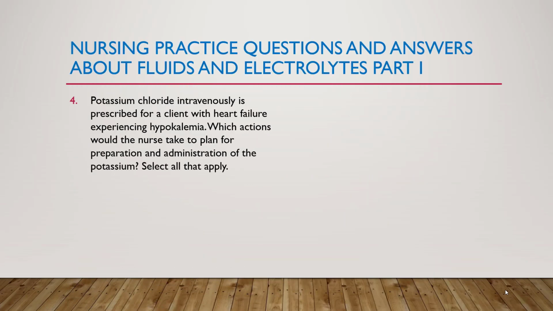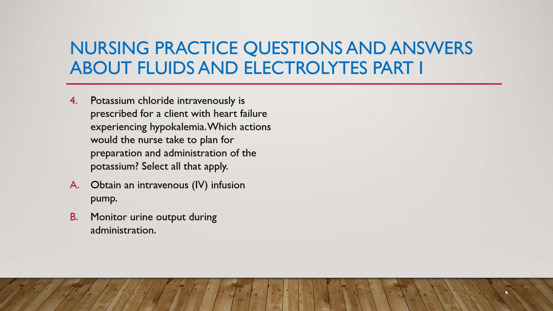Potassium chloride intravenously is prescribed for a client with heart failure experiencing hypokalemia. Which actions would the nurse take to plan for preparation and administration of the potassium? So select all that apply. Option A, obtain an intravenous infusion pump. Option B, monitor urine output during administration.